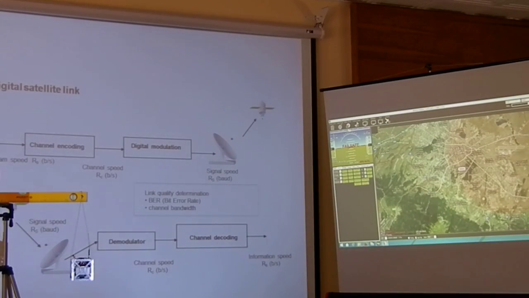Okay, so this is a typical digital link. We have channel coding, modulation, uplink, and downlink.